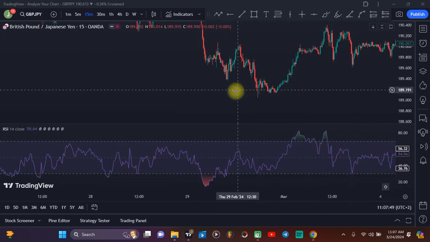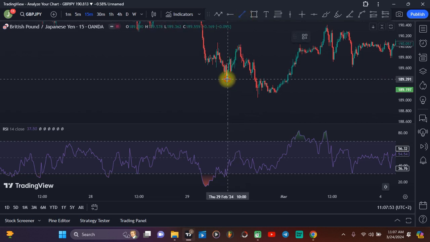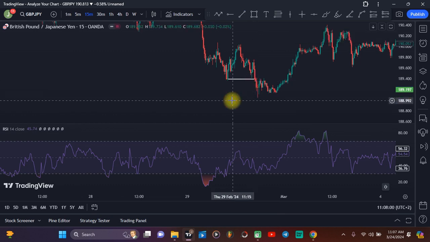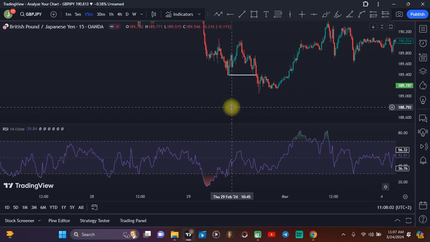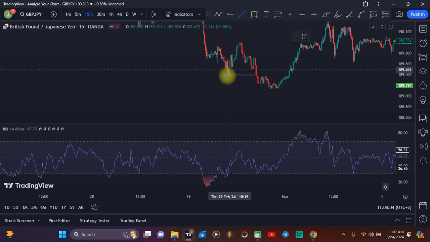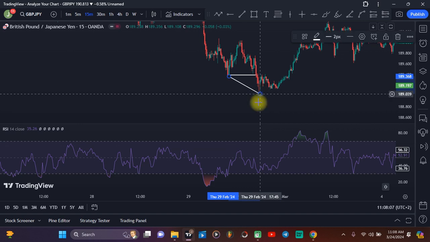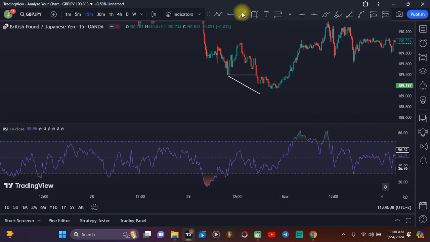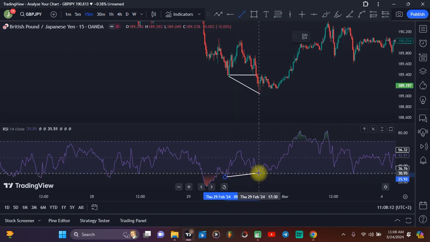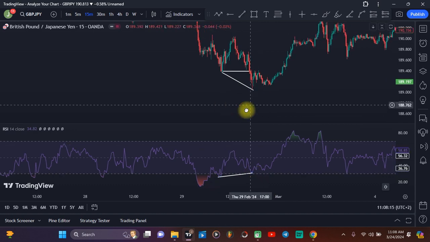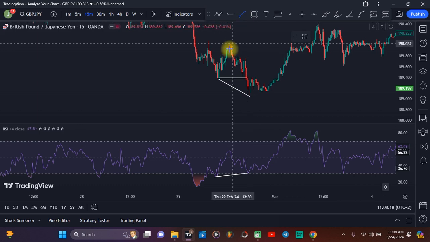Okay guys, so here's another example. As you can see, we are breaking structure to the downside like that. We're breaking structure to the downside, and as you can see, we are having lower lows on the price, but if you go to the RSI, we are having higher lows. Okay, so this is a sign of a divergence, and we wait for a change of character to kick in.